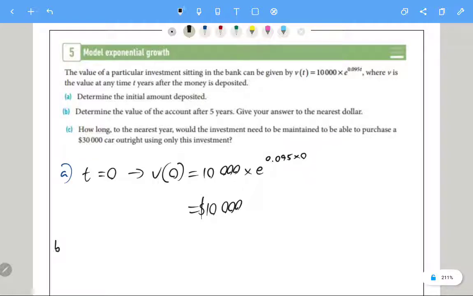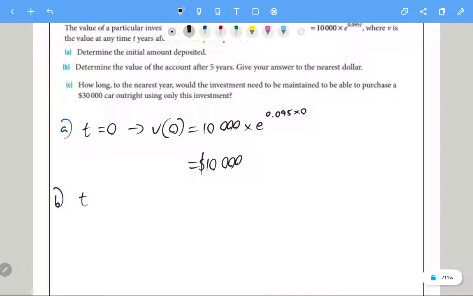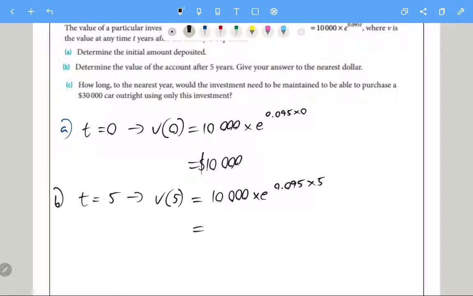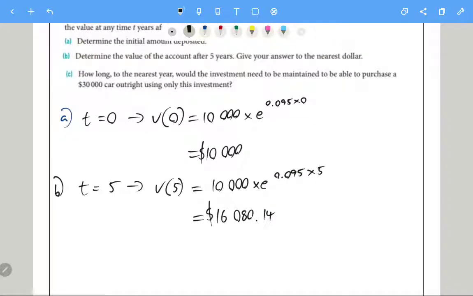Let's have a look at B. Determine the value of the account after 5 years. Alrighty? So now we're interested in when time equals 5, or V(5), the value after 5 years. You get 10,000 times e to the 0.095 times 5. Now in this case, a calculator is going to be necessary. And to two decimal places, we get $16,080 and 14 cents. So after 5 years, the account is going to be worth $16,080 and 14 cents.